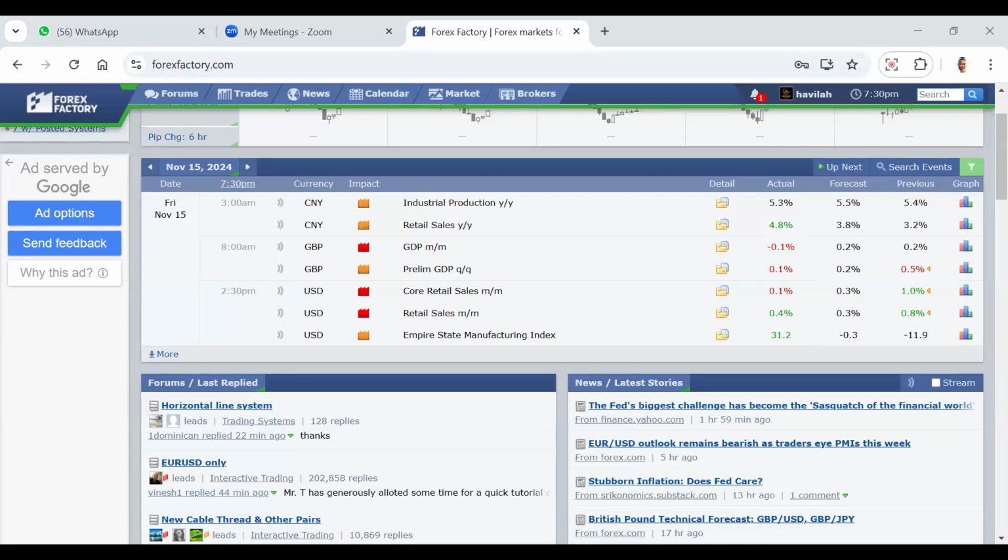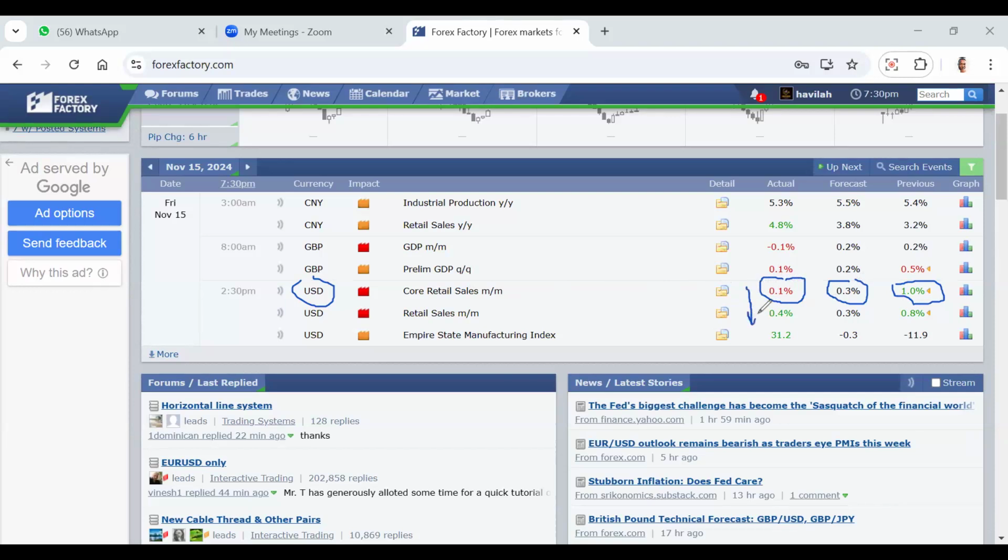So you can see that they've already given us the cheat code to trade news on the Forex Factory site. So we'll come back again to this core retail sales from the United States dollar. The previous is 1%. The forecast is 0.3. You can see the forecast is lower than the previous, but they were not really dealing much with the previous. The forecast is 0.3%, then the actual came out as 0.1%. The information under the detail says actual greater than forecast is good for the currency, which means actual less than forecast is bad. So 0.1% is less than 0.3. That means we expect the dollar to sell.